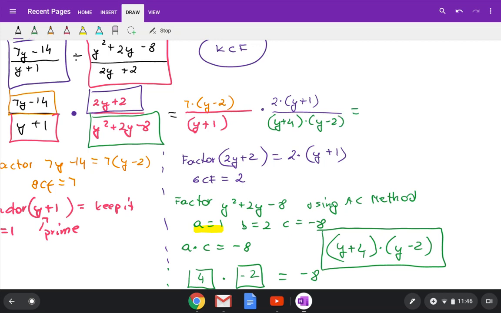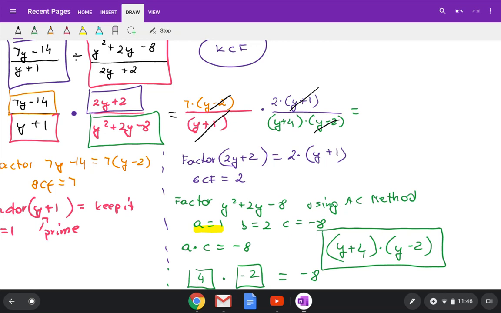And now I'm going to start canceling the factors which repeat on the top and on the bottom. y minus 2 is on the top, y minus 2 is on the bottom. Cross them out. Then I have y plus 1 on the top, y plus 1 on the bottom. Cross them out. And that's it. There is nothing else I can cancel.